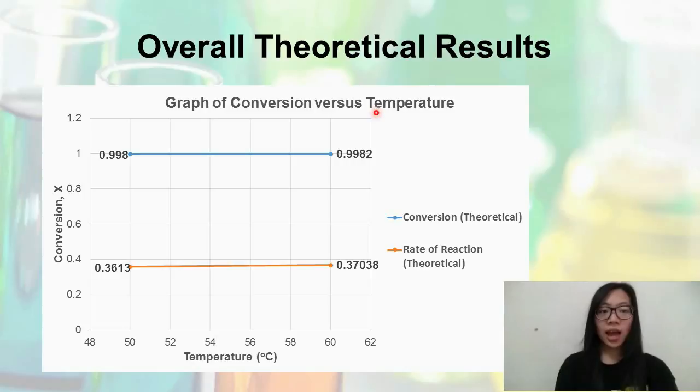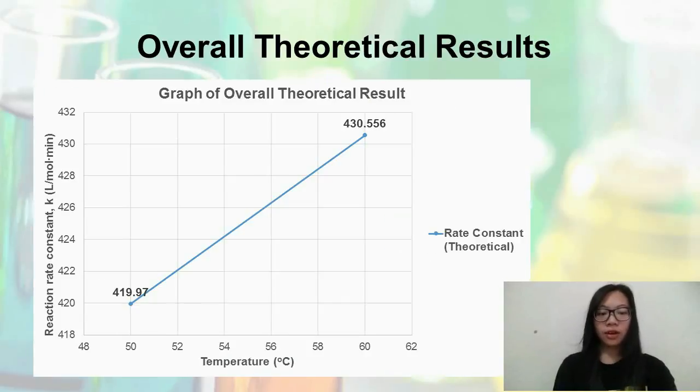This graph is showing how temperature affects theoretical conversion and theoretical rate of reaction. They are both increasing with increasing temperature. Whereas this graph is showing that when temperature increases, the theoretical rate constant will also increase.